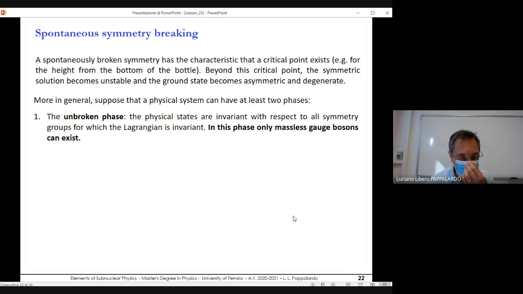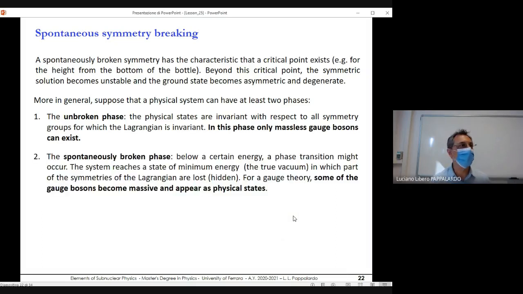More in general, one can suppose that a physical system can be found in two different phases. The so-called unbroken phase, where the physical states are invariant with respect to all the symmetry group for which the Lagrangian itself is invariant. And in this phase, as we will see, only massless gauge bosons can exist. This is the case of the Lagrangian that I showed you before, the electroweak Lagrangian without mass terms. And then there is the spontaneously broken phase.